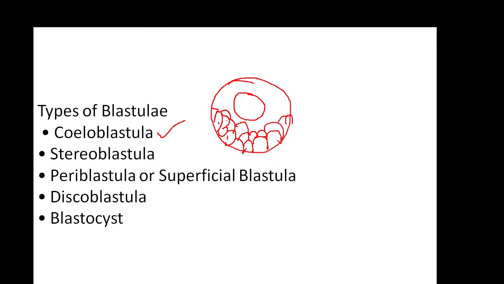Coeloblastula is formed as a result of holoblastic cleavage. What was holoblastic cleavage? Complete cleavage. That means the egg is divided into equal halves. When the egg divides completely, we call it holoblastic cleavage. So coeloblastula is formed. The point to remember about coeloblastula is that it is a holoblastula. That is point one.